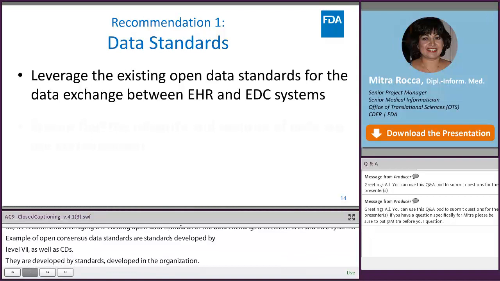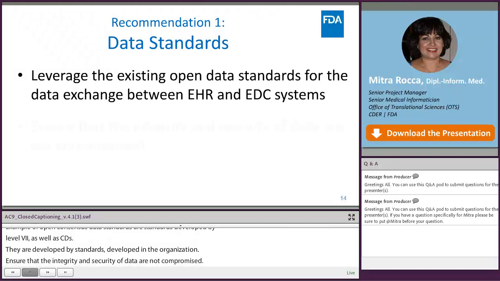And Cheryl is going to talk about some of the challenges with the data standards that have been addressed by the Office of the National Coordinator for Health Information Technology Health IT Certification Program, which Cheryl is going to provide you with additional detail.